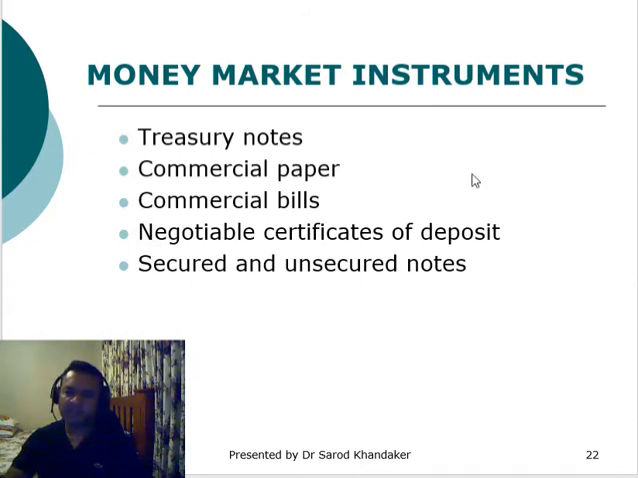Now in the money market, there are different instruments that are traded, which include the treasury note, commercial paper, commercial bills, negotiable certificate of deposit, which is also called CD or NCD, and secured and unsecured note. Now remember, as the money market is a short-term market and instruments are traded for below 12 months, all of these instruments have a maturity below 12 months.